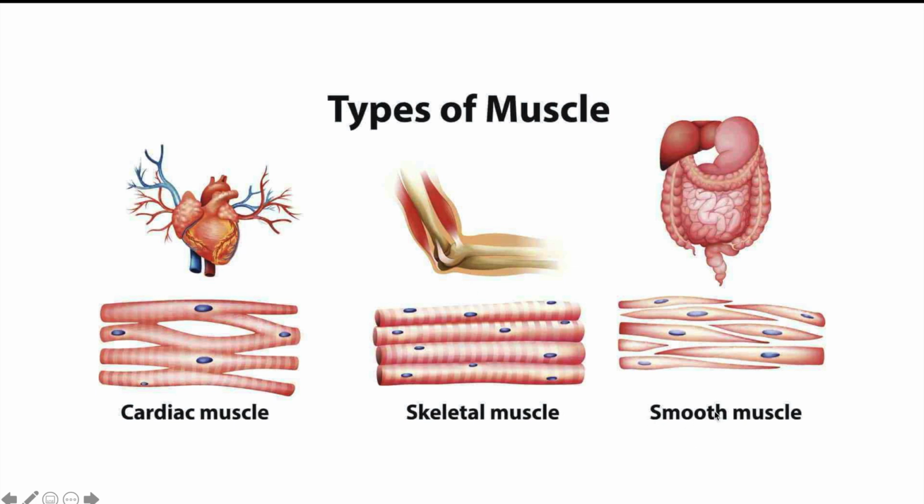And smooth muscle, we call it smooth because notice that there are no stripes on that muscle. So skeletal muscle has these stripes, which we call striations. Cardiac muscle has striations, but smooth muscle does not. So because it looks smooth to your eye, it's called smooth.